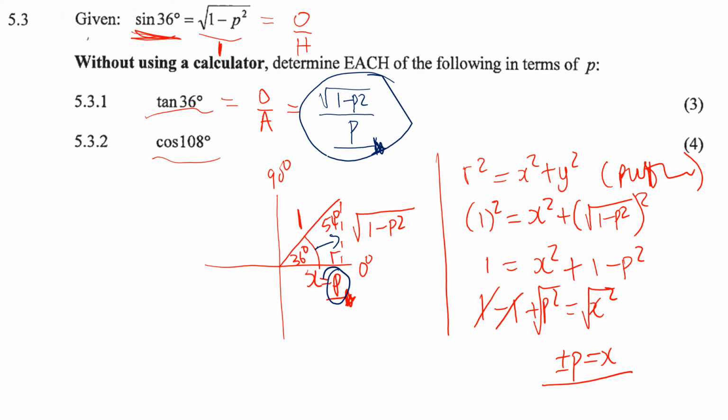5.3.2, they want us to express cos 108 degrees in terms of p, right? Obviously we have to use our triangle in order to do this. So how can we express cos 108? Now the problem is the angle that we are given here is not inside our triangle, right? And they like doing this a lot.